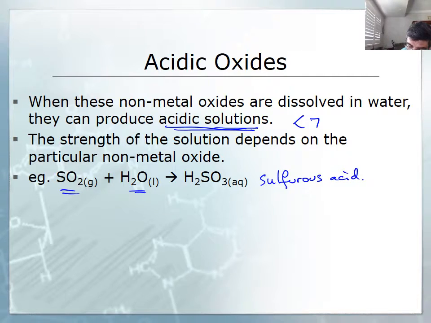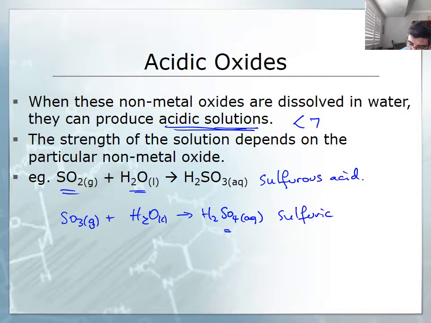Now this also happens for something like sulfur trioxide, which can also dissolve in water, and in this case will produce sulfuric acid. Notice the difference in the anion here, and this one, sulfuric acid. Now both of these have implications if the water in which they're dissolving is part of the clouds, because then you get acid rain.